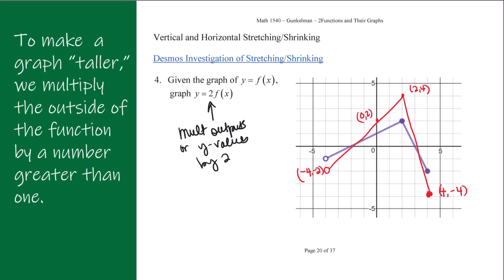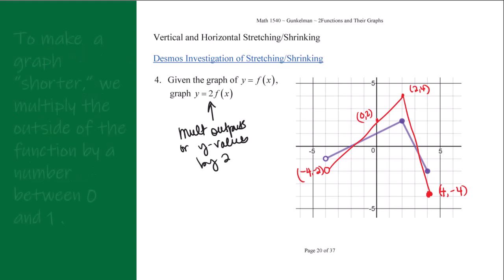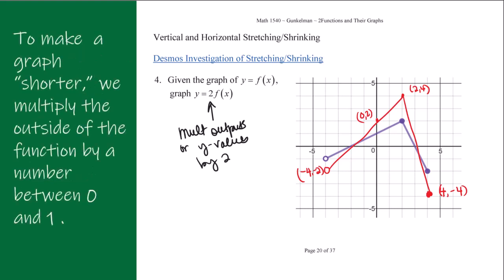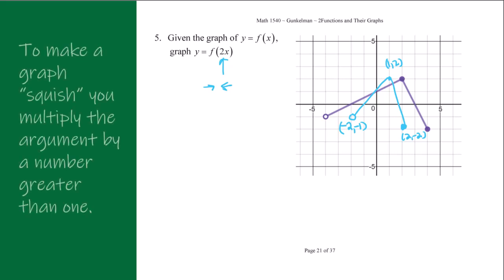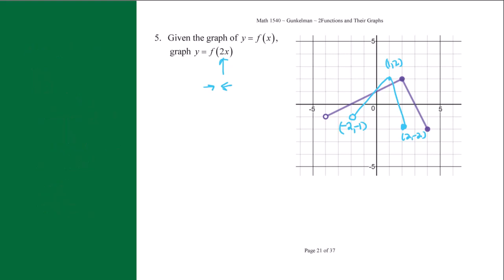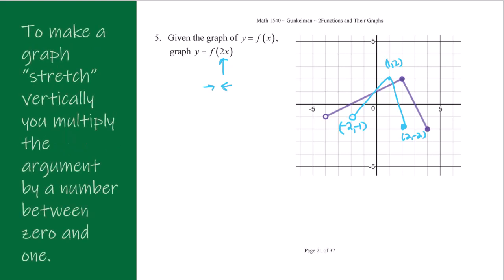When you get to the vertical stretching and shrinking, we're going to make a graph taller by multiplying the outside of a function by a number that's greater than 1. And if we want to make it shorter, or shrink it, we're going to multiply the outside of the function by a number between 0 and 1, positive, right? Because remember, the negative is going to make it reflect. To make a graph squish, you're going to multiply the argument of the function by a number greater than 1. And then to make it stretch, you're going to multiply the argument by a number between 0 and 1.